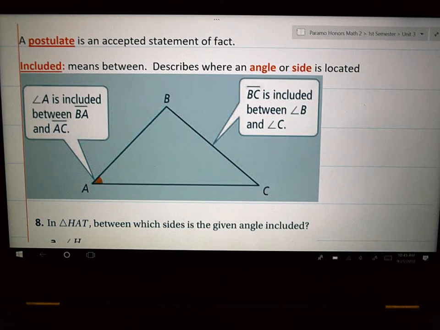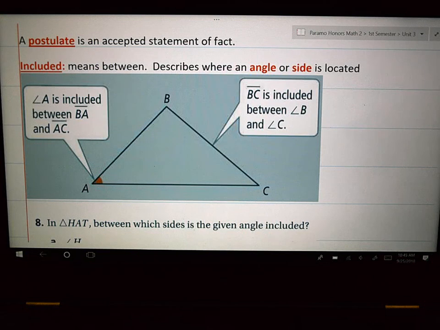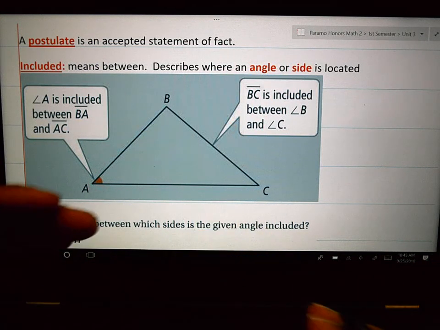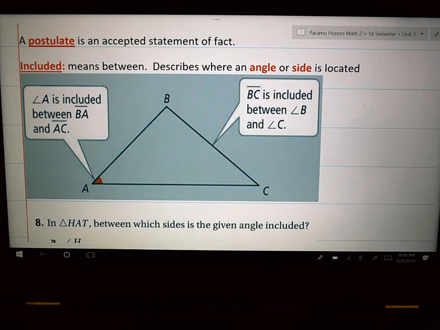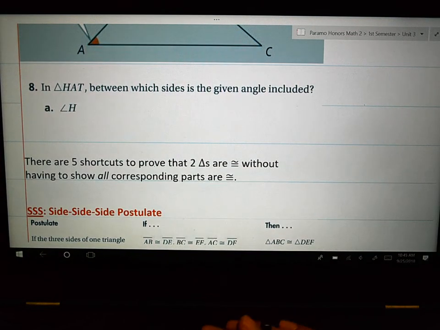And that's going to be important because we're going to have different postulates in section 3.3. When we talk about angle side angle, and we talk about angle angle side, we have to use the word included to know which one is which. So that brings us to our first example.